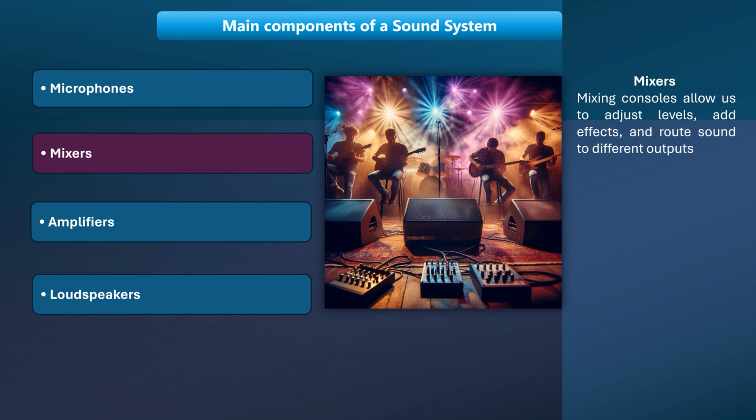Mixers. Mixing consoles allow us to adjust levels, add effects, and route sound to different outputs. Mixing is where the magic happens. Balancing the levels, adding effects, and EQing sounds can either make or break a performance. Your goal is to create a blend that sounds natural and engaging. Always trust your ears and make adjustments based on the venue.